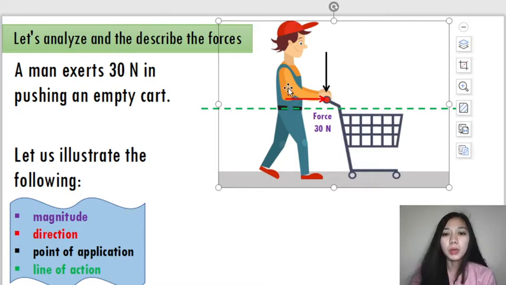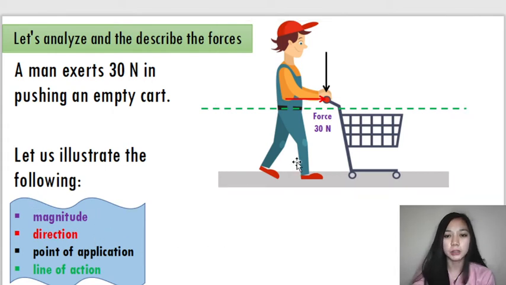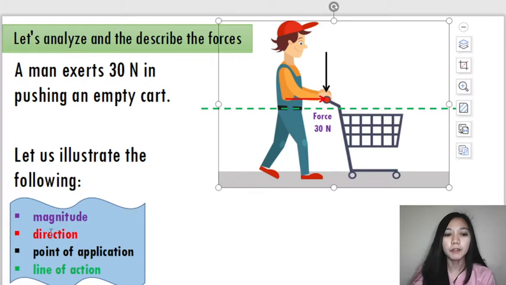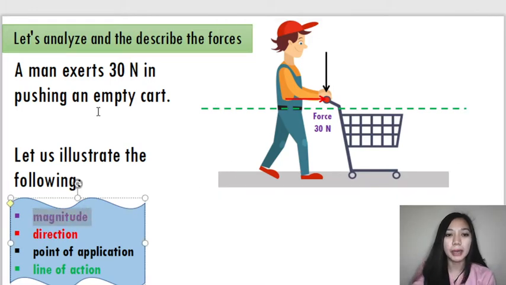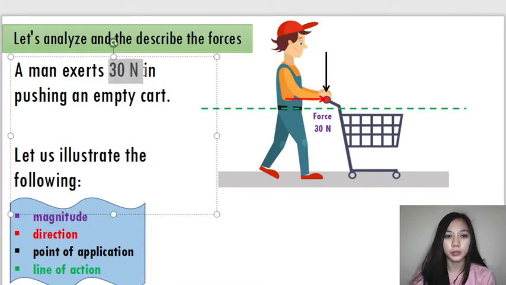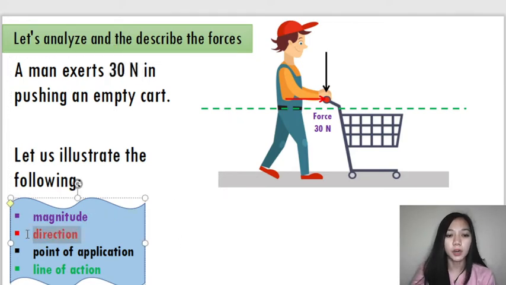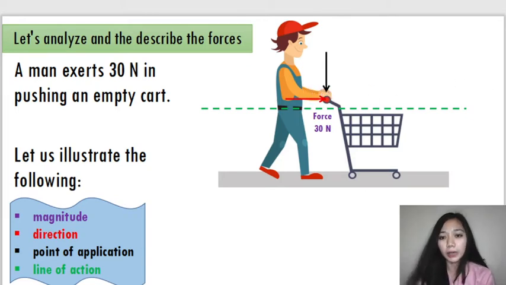Between the two, it is the man that is exerting a force towards our push cart. So let's describe the magnitude, direction, and point of application of this picture. For our magnitude, the man exerted 30 newtons. So, our magnitude is 30 newtons. The direction of the force is, the man is pushing the push cart to the right or forward. So, we could say that the direction of the force is to the right.